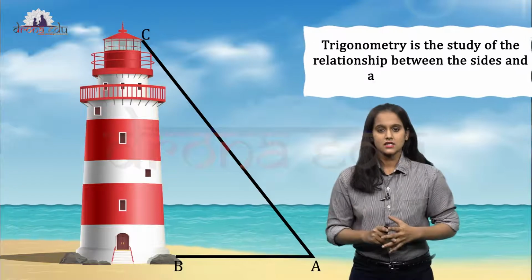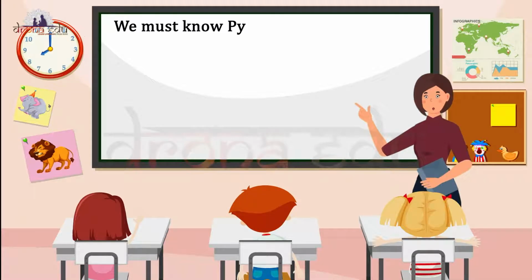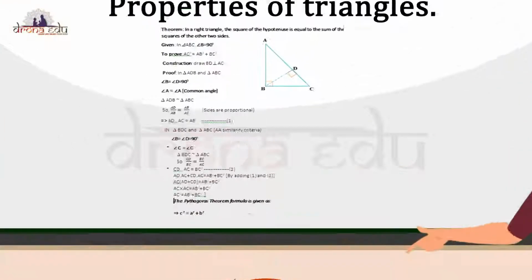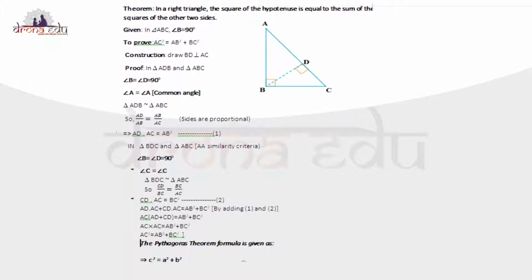Before that, we need to know the Pythagoras theorem and the properties of a triangle. The Pythagoras theorem states that in a right angle triangle, the square of the hypotenuse is equal to the sum of the squares of the other two sides. Yes, and this is about the Pythagoras theorem.